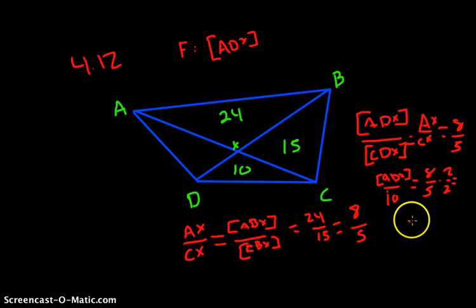So the area of ADX is equal to 16, because that's 8 multiplied by 2. So that's the answer for 4.12, and that's how you use those two rules I talked about. And so that's all there is for chapter 4.